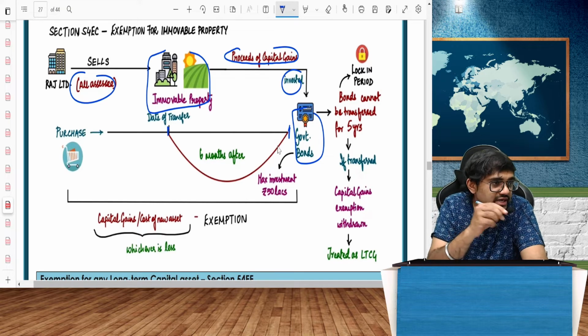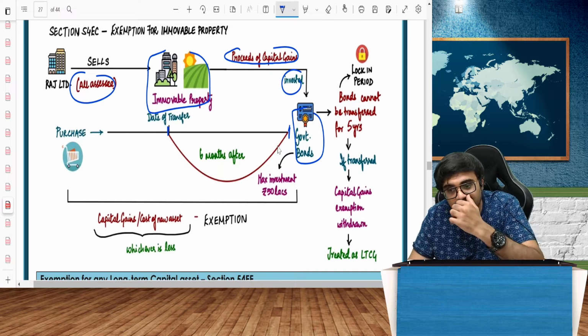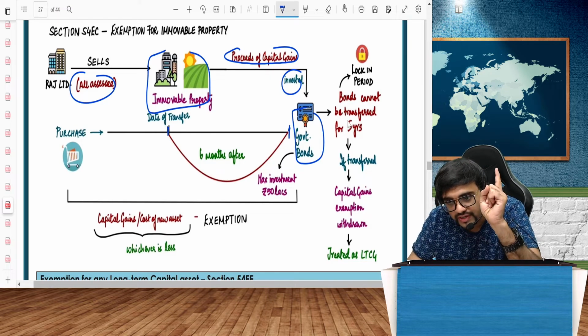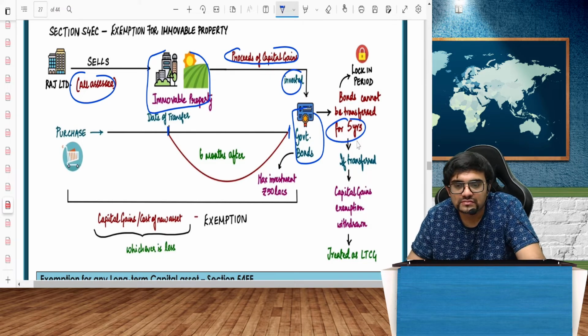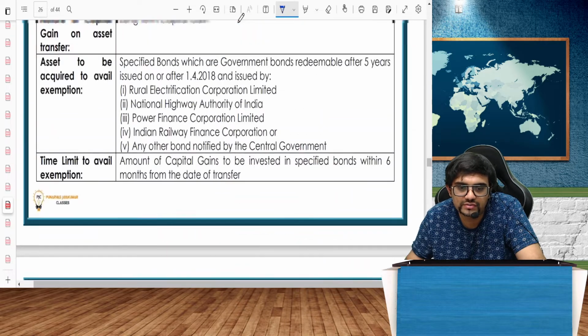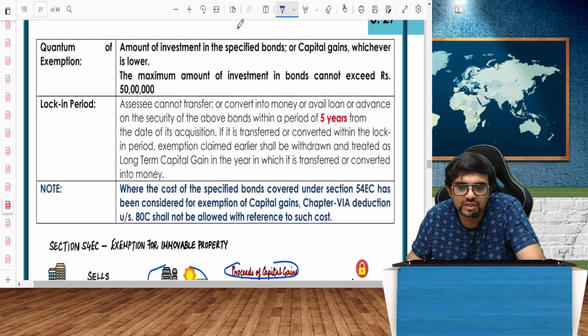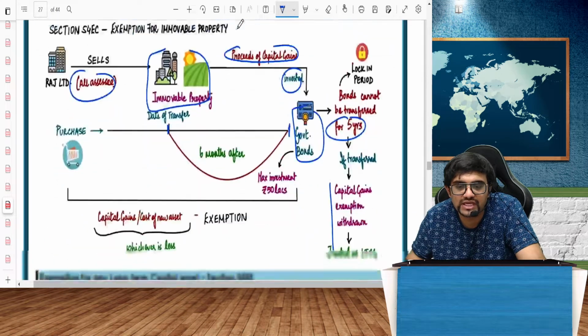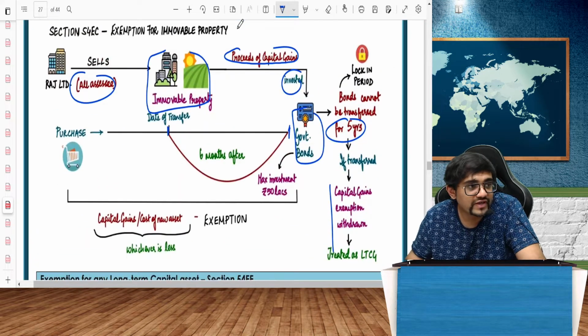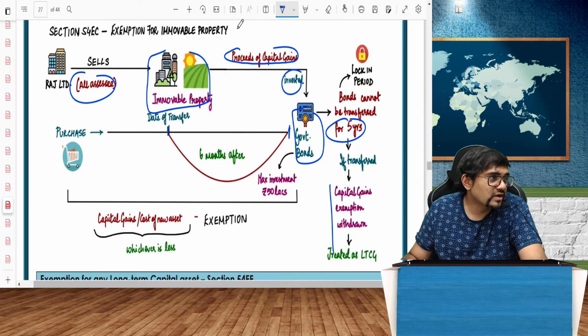Before is not there here, only after. That bond has a lock-in period of 5 years. If transferred, then the capital gains exemption is withdrawn. Otherwise, it remains. In 54EC, the capital gain account scheme and all that is not there.